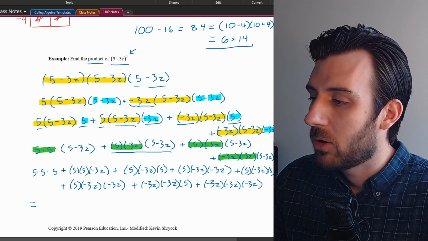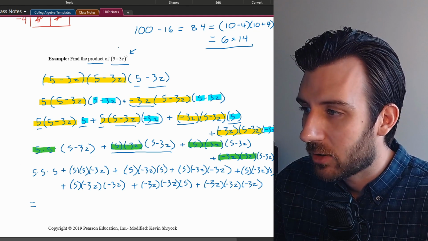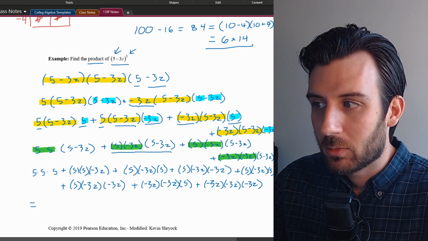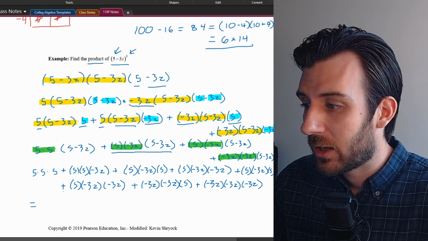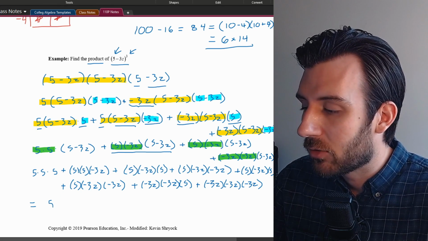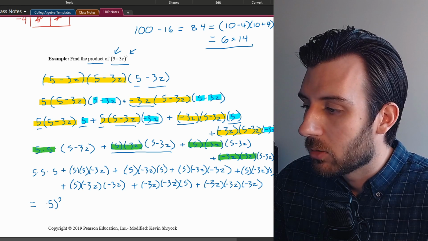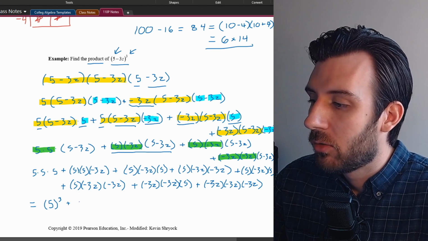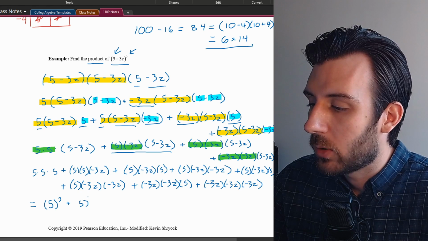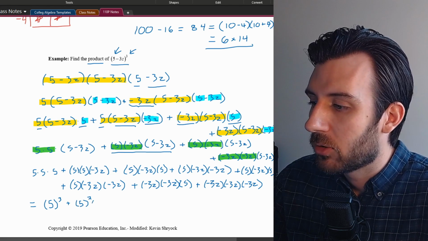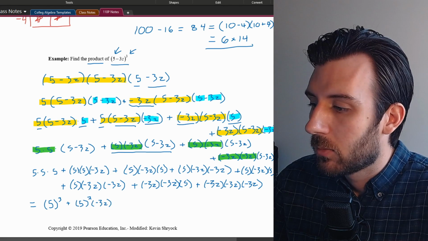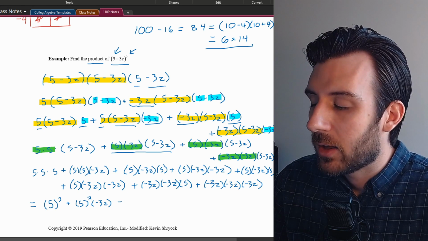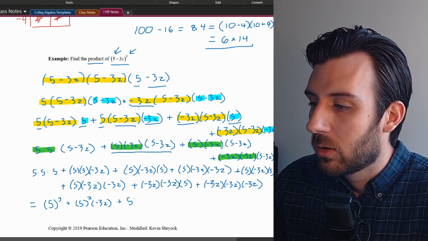Notice that the very first number is 5 times 5 times 5, and that's going to make sense. I have 3 of those because I had an exponent of 3. So I'm going to rewrite this as 5 cubed. On the next one, I'm going to write this as 5 squared times negative 3z. On the next one, I'm going to write this as 5 squared times negative 3z.